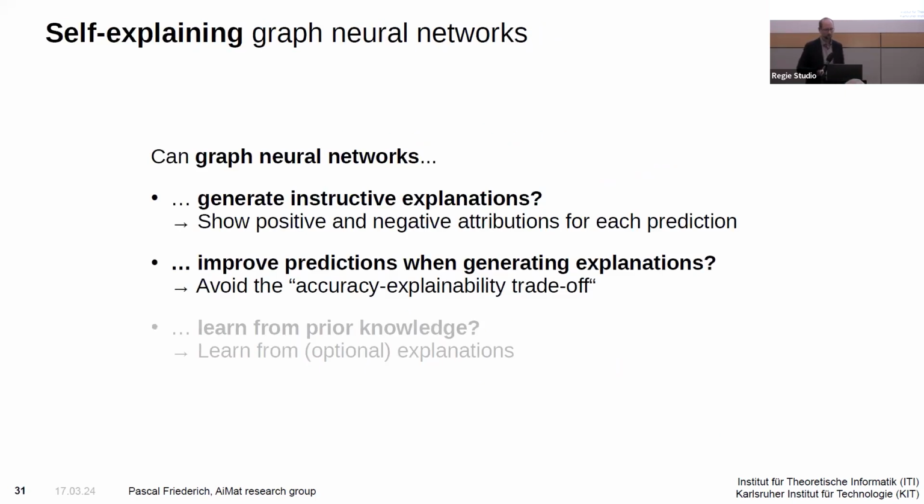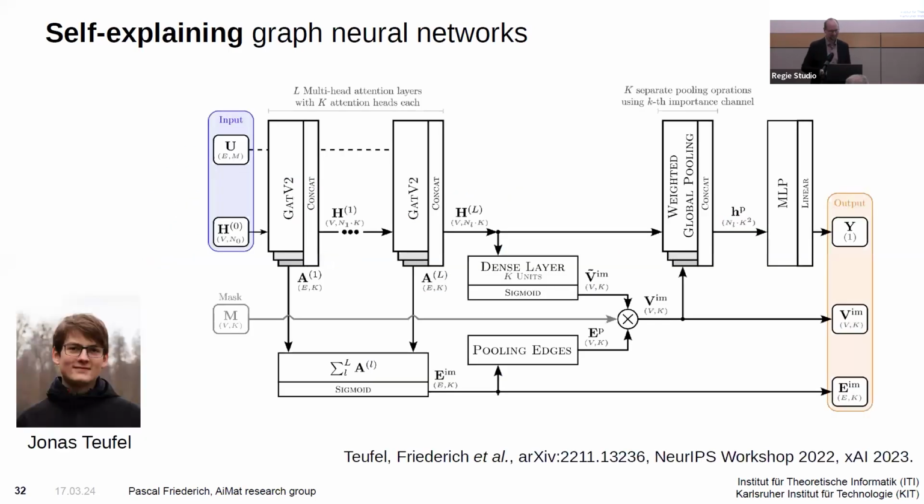So we tried to make a graph neural network that can generate very instructive explanations in terms of what is important. The model should improve its predictions when it generates explanations. So there should be a positive trade-off rather than a negative trade-off. And ideally, we also want models that can learn from prior knowledge. But we were not able to demonstrate that yet. And that's also partly because the data is missing. So data is always a big challenge.